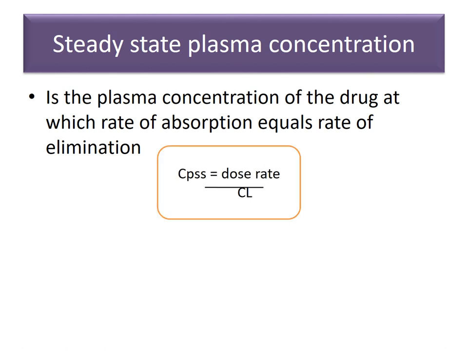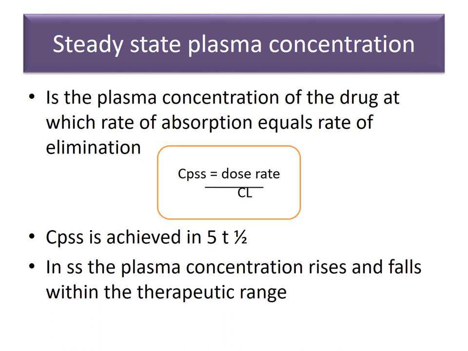Steady state is calculated by dose rate divided by clearance. And here also the steady state is achieved by 5 half-lives. As I have told, after 5 half-lives the drug can be eliminated about 100%. In the same way, after 5 half-lives the drug can reach a steady state if you give successive doses.